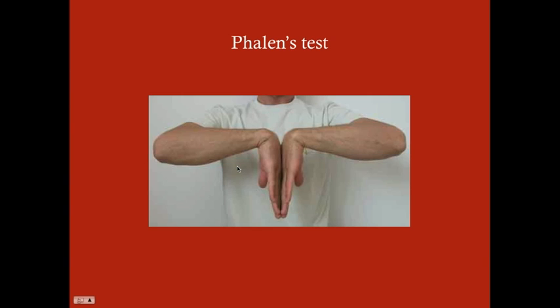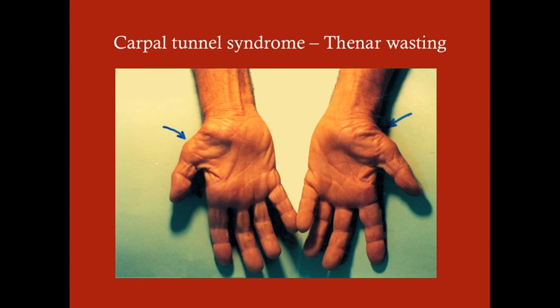Phalen's test is another good test. It's also known as the reverse prayer position. And you just have the patient push their hands together in that position for a minute, and if the symptoms start coming on, that would be a positive Phalen's test. Another thing that you can see in carpal tunnel syndrome, particularly if it's gone on for a long time, is thenar wasting.